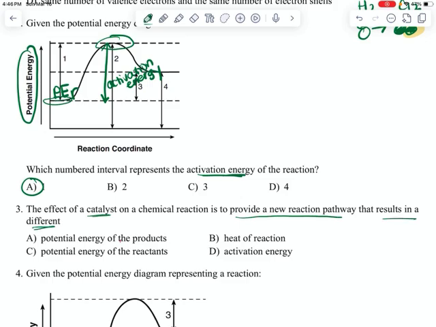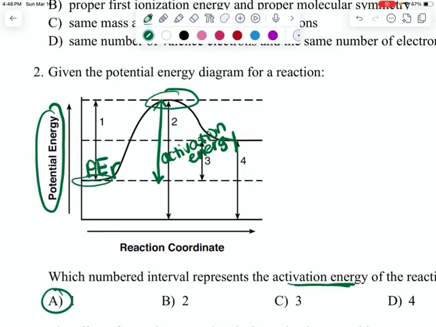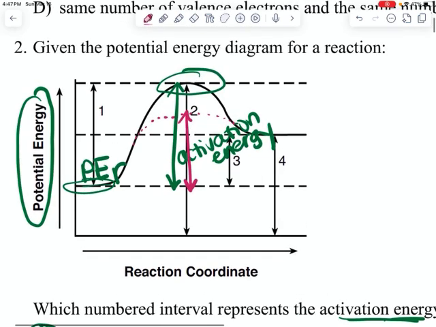So let's look at this. When we add the catalyst, let's say our new pathway looks like this. We're starting at the same PE, but now instead we're going to go here. We're lowering the hill. So now our new activation energy with the catalyst will look like this. Sometimes you'll see activation energy as EA, energy of activation.